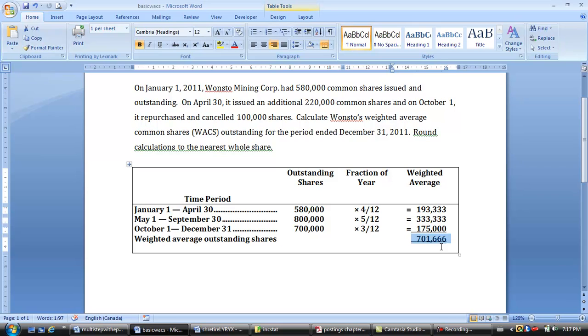So if we had net income and we knew anything about our preferred share dividends, we would divide it by our WACS, or our weighted average common share amount. So this concludes our short video on how to calculate a basic weighted average common share amount.